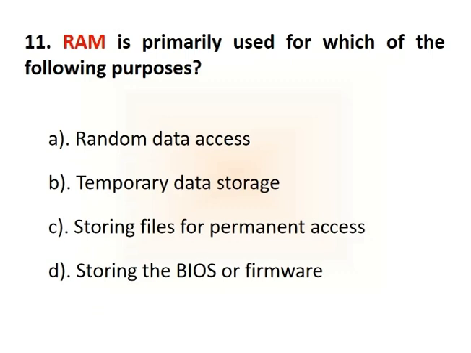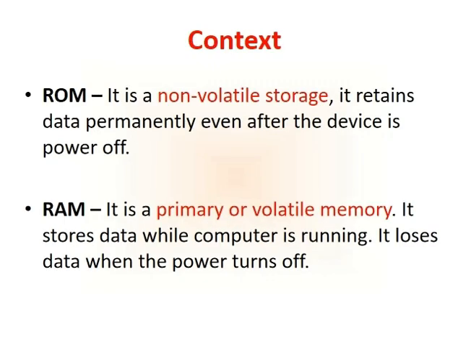RAM is primarily used for which of the following purposes? Option number B, temporary storage. Here, read-only memory is a non-volatile storage. It retains data permanently even after the device is powered off, whereas random access memory is a primary or volatile memory. It stores data while the computer is running and it loses data when the power is turned off.